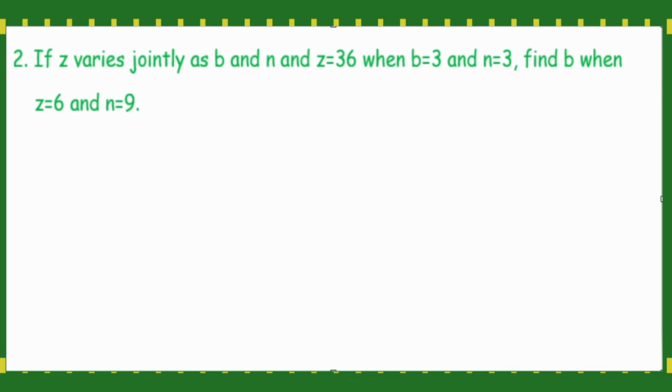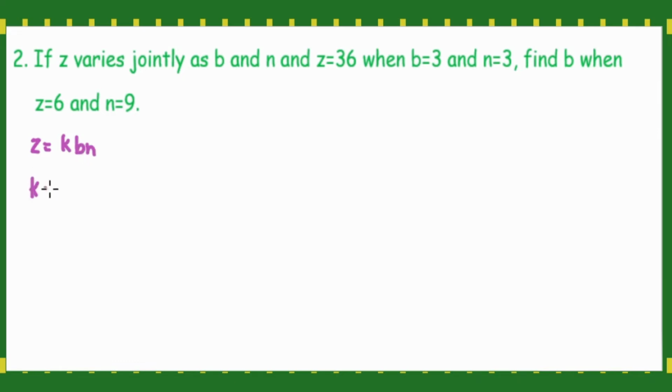Let's have the second example. So the given is if z varies jointly as b and n, z is equal to 36 when b is equal to 3 and n is equal to 3, find b when z is equal to 6 and n is equal to 9. So again, let's have the first solution. So z varies jointly as b and n, so that's k, b, n.